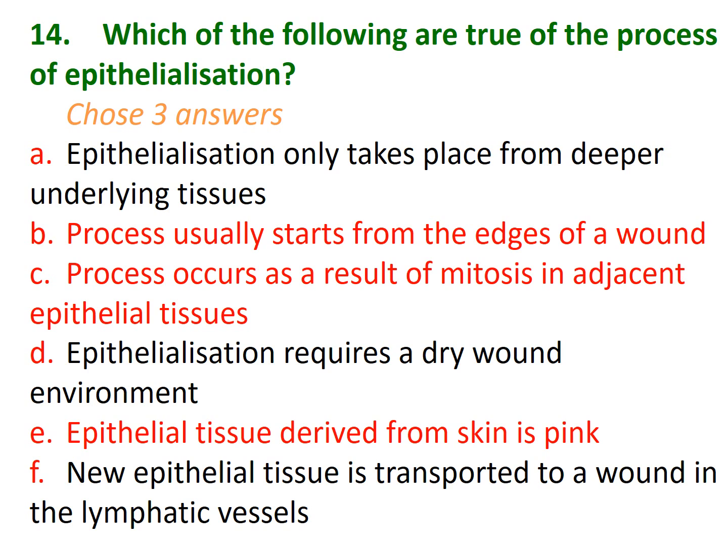follicles. So it's wrong to say that epithelialisation only takes place from deeper underlying tissues, because those tissues will not be epithelial tissues. But the process usually starts from the edge of a wound where there are preserved living keratinocytes that can migrate in. Although we did say that sometimes there can be preserved layers or areas of keratinocytes in the deep dermal elements, such as the hair follicles.